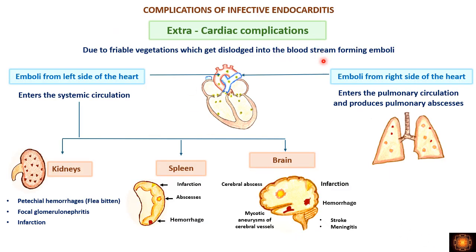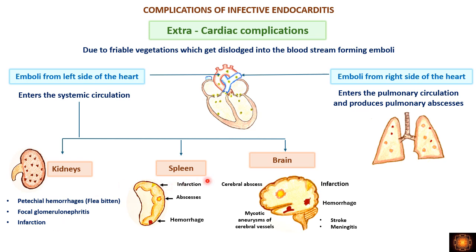Now, as I told you, because of the emboli which enter the circulation from the left heart into the systemic circulation, they can affect many organs. Mainly the kidneys are affected, and if the emboli lodge in the kidney, the patient can develop petechial hemorrhages, which we call a flea-bitten kidney. Many small hemorrhages develop all over the surface of the kidney, so it appears as if it is flea-bitten, hence the name. There can be focal glomerulonephritis, or there can be infarctions, because these emboli can block the small blood vessels.